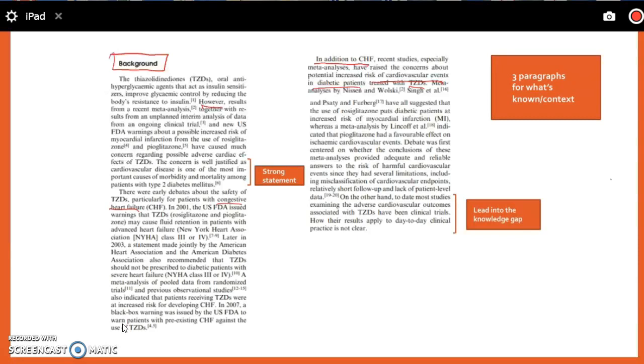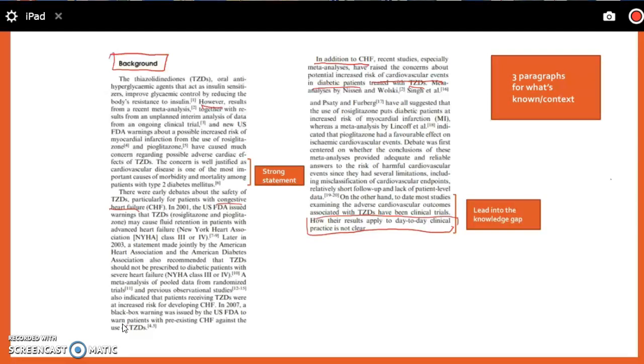So look at this. On the other hand, to date, most studies examining the adverse cardiovascular outcomes associated with TZDs have been clinical trials. How their results apply to day-to-day clinical practice is not clear, right? So just reading this, I'm already expecting they're going to tell me how their study is going to focus on day-to-day clinical practice, which we know because they looked at over 700,000 patients. So this is a lead into the knowledge gap. And it's this really beautiful setup, because then you see the next paragraph, we'll look at it in a second, does that really well, explaining what some of the gaps are.